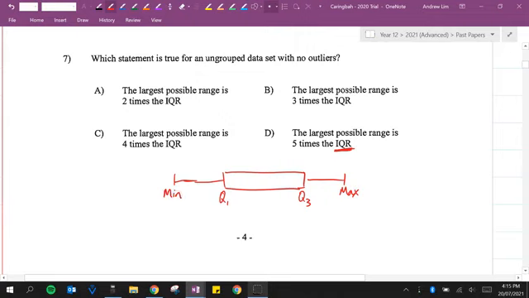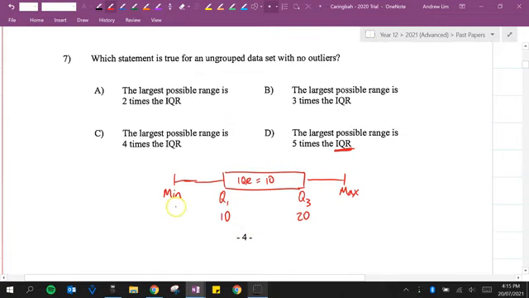So I'm just going to give some random numbers. Let's say quartile 1 is 10. Let's say quartile 3 is 20. So that means the interquartile range is 10. I'll just write that here. Interquartile range is 10. 20 minus 10 is 10.